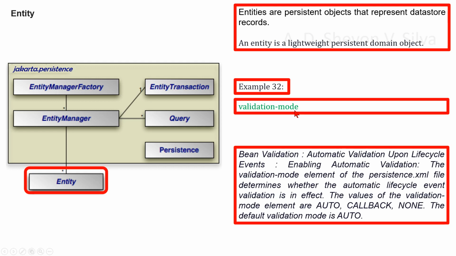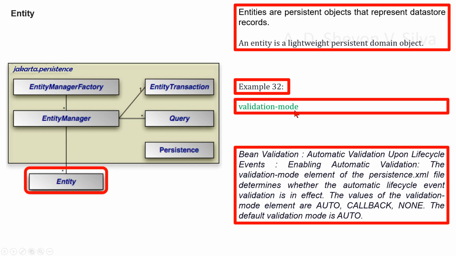If the callback validation mode is specified by the validation mode element or the jakarta.persistence.validation.mode property, the persistence provider must perform the lifecycle event validation. It is an error if there is no bean validation provider present in the environment, and the provider must throw a PersistenceException if the jakarta.persistence.validation.mode property value callback has been passed to the Persistence.createEntityManagerFactory method. If the none validation mode is specified by the validation mode element or the jakarta.persistence.validation.mode property, the persistence provider must not perform lifecycle event validation.